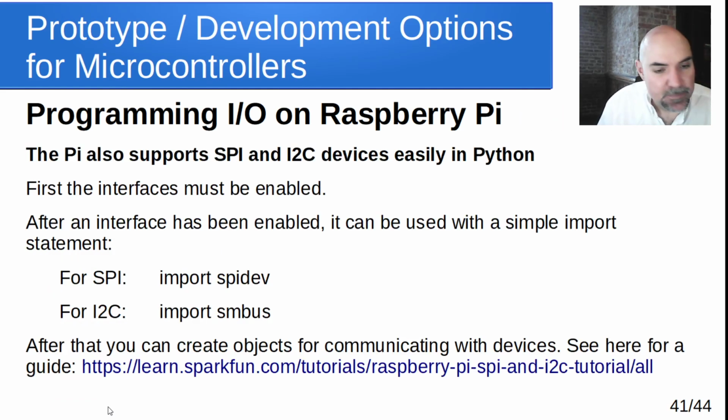Okay, also the Raspberry Pi supports SPI bus to talk to other devices, and I2C bus to talk to other devices. And you can do that from Python. The two modules from that, there's an SPI module, import spidev, and then the I2C module, import smbus. But then after you've imported those, they're very easy to use. Here's a little link to how to do that.